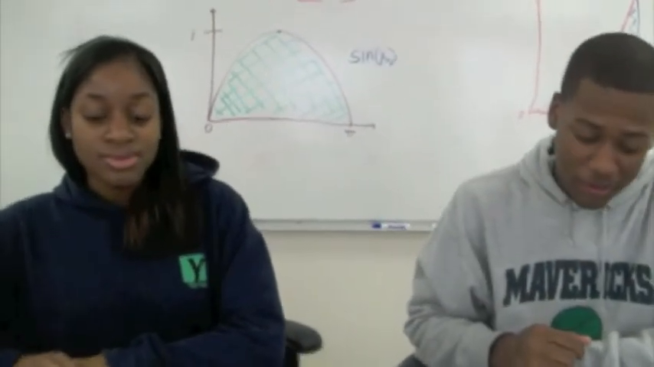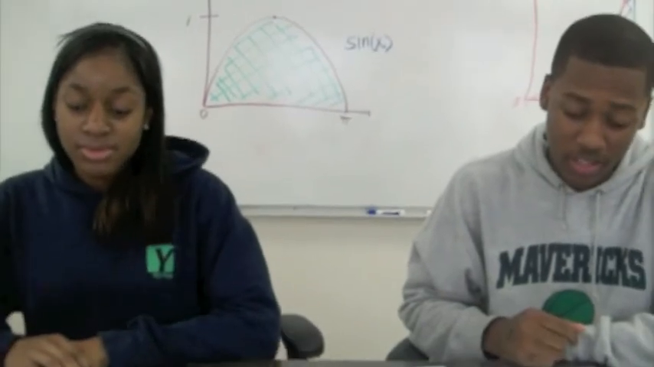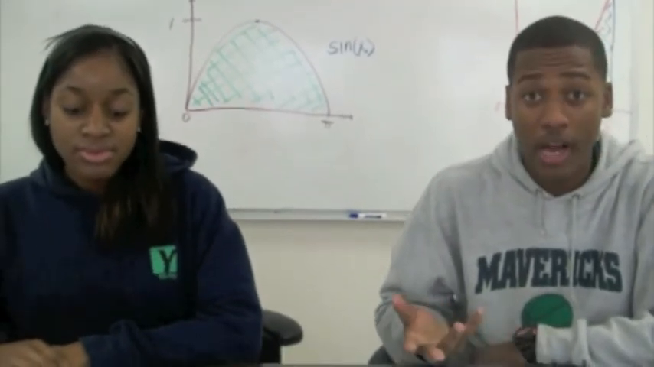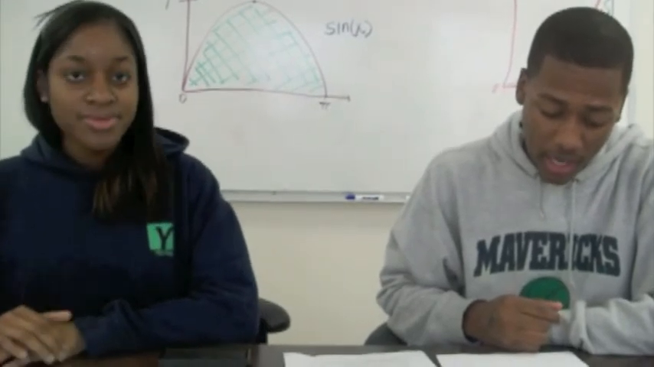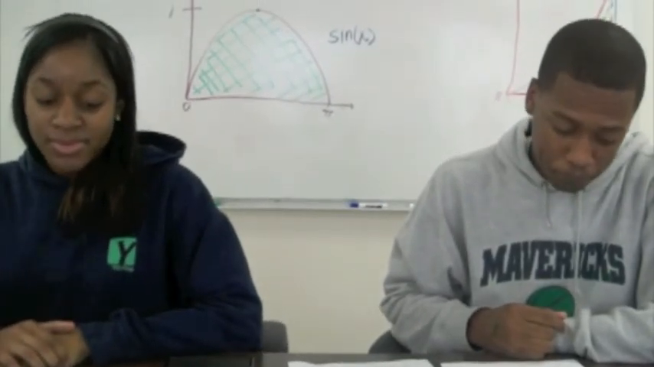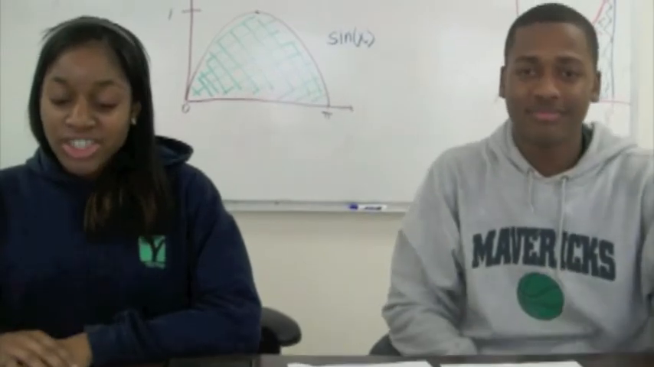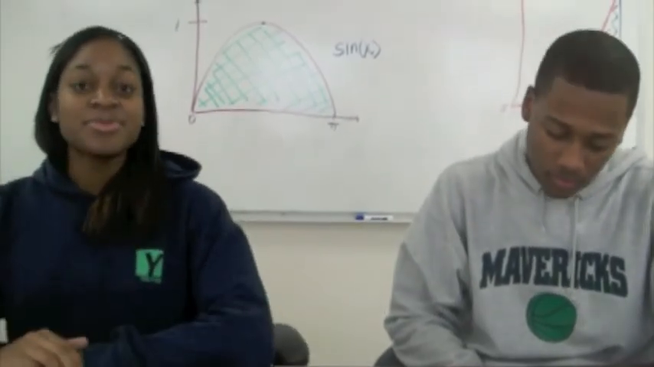This concept of the average value is similar to finding averages of a set of numbers like 3, 5, and 6. To find the average, you would add the numbers and divide by the amount of numbers. With the average value of a function, you are doing the same thing.